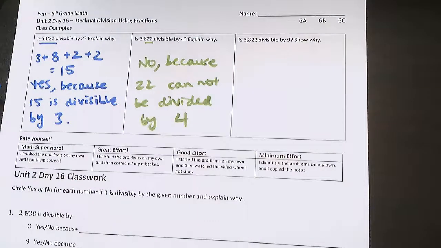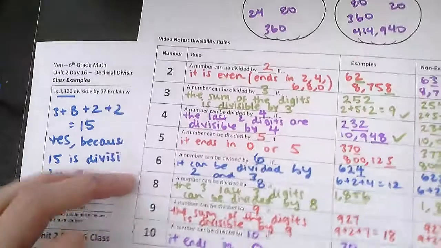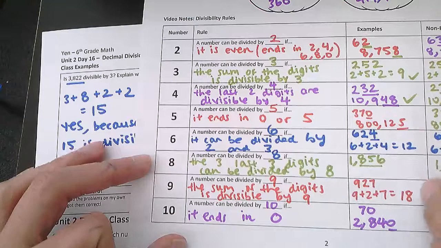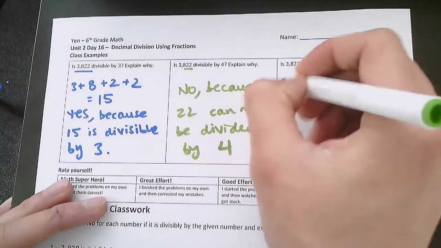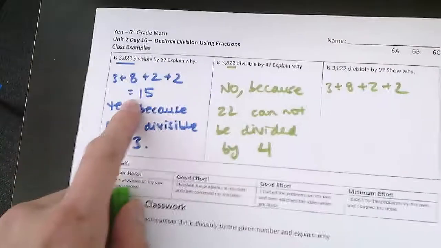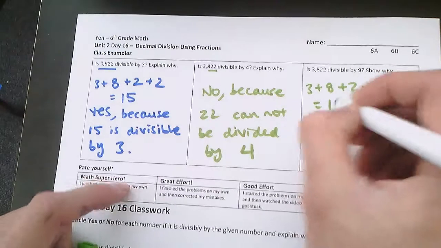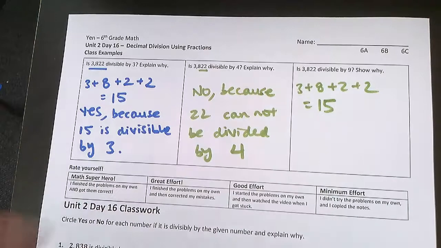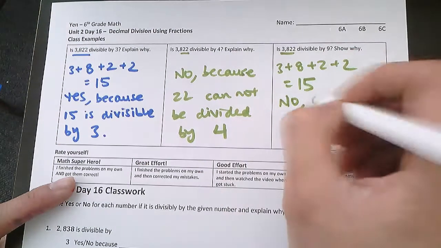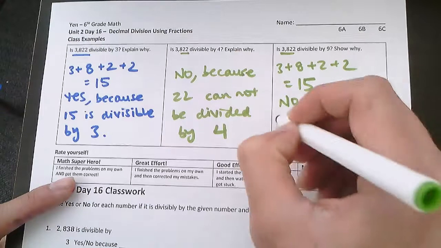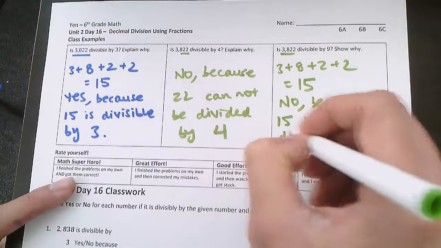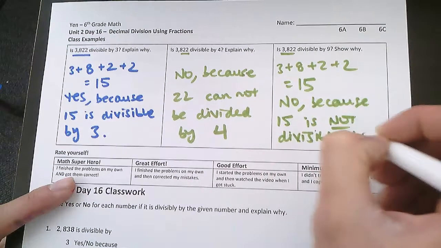Is 3,822 divisible by 9? Check our notes. The rule for 9 is if the sum of the digits is divisible by 9. So let's check the sum of the digits. 3 plus 8 plus 2 plus 2. Well, we already did it right over here. 3 plus 8 plus 2 plus 2 is 15. Can I divide 15 by 9? I can't. So in this case, it is not divisible. The number is not divisible by 9 because 15 is not divisible by 9.